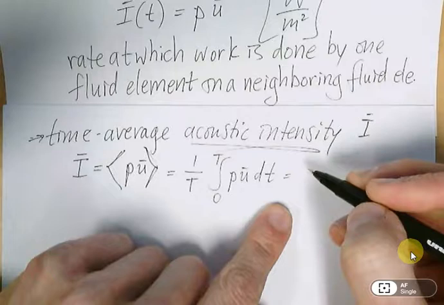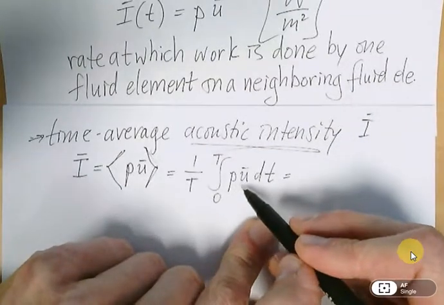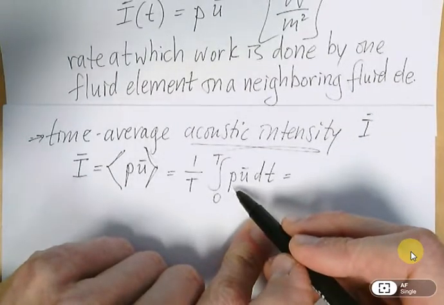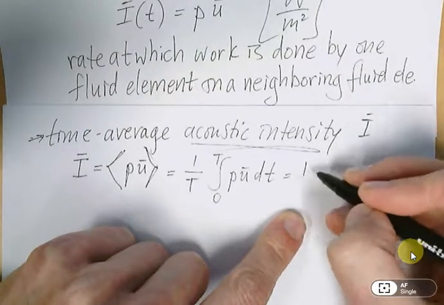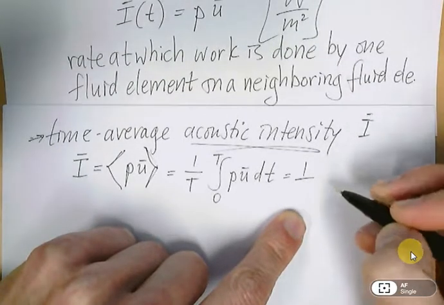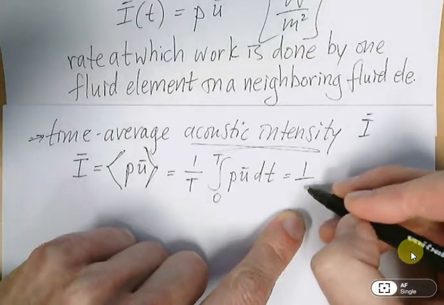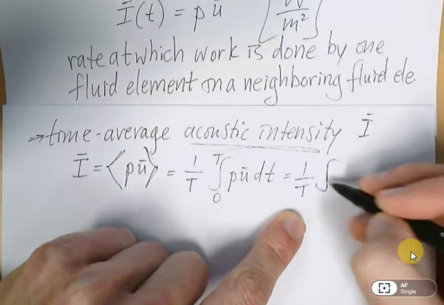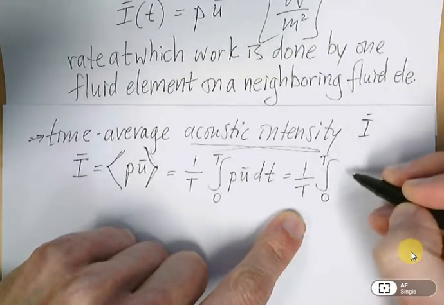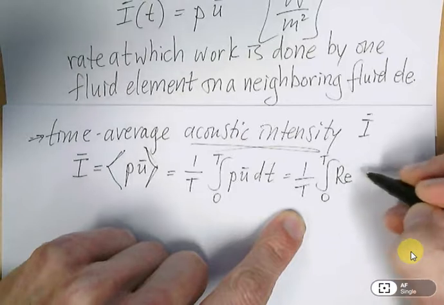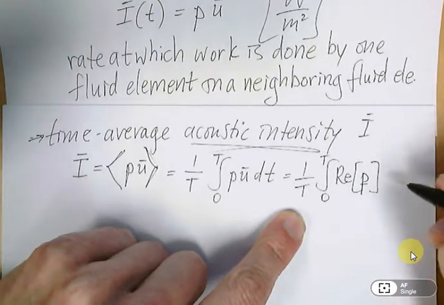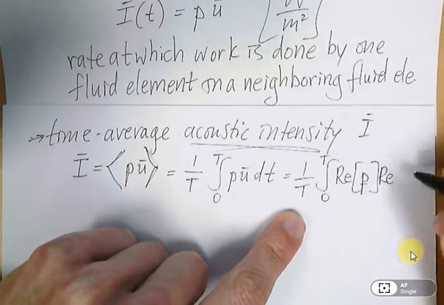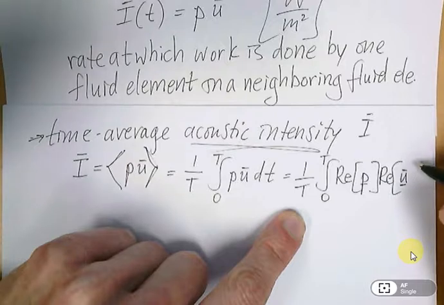Now, note, however, there are no complex quantities here. So we specifically mean that if it is a complex expression, we have 1 on time, 0 to t, the real part of the acoustic pressure multiplied by the real part of the particle velocity vector, integrated on time.